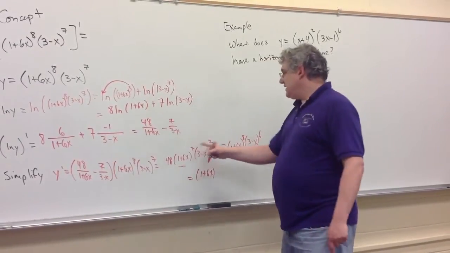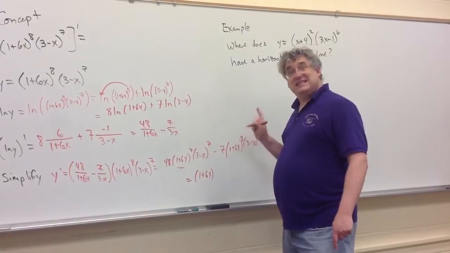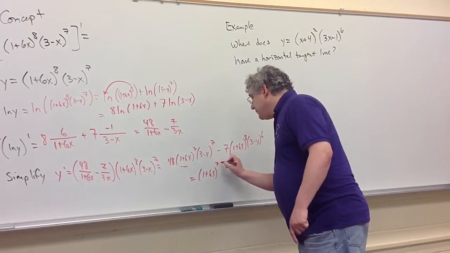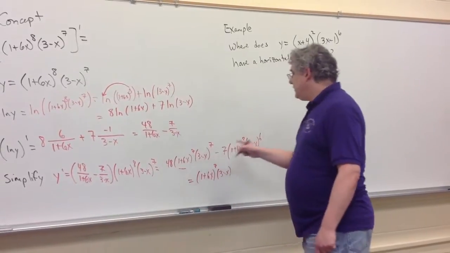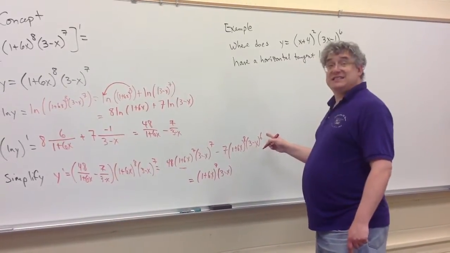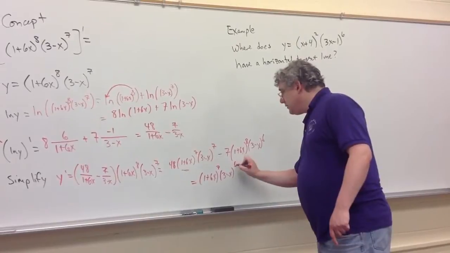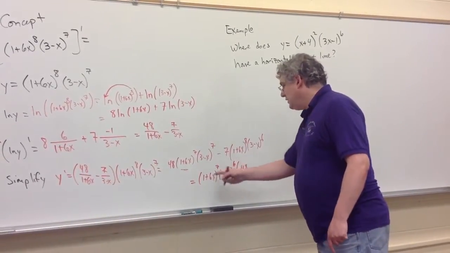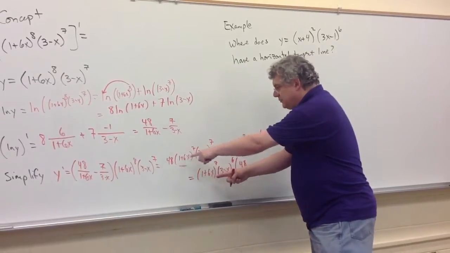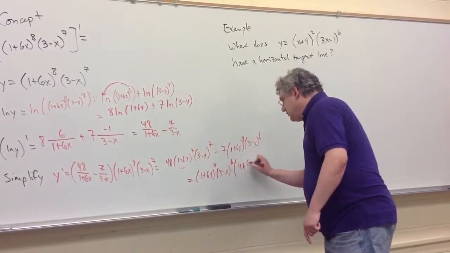How many do I have? 7 here, 8 here. So I have at least 7 everywhere. How many 3 minus x's do I have? To the 7th power, to the 6th power. I have at least 6 everywhere. So what do I have left over? 48. And what do I have left over? All of those are used up. One of those is left.